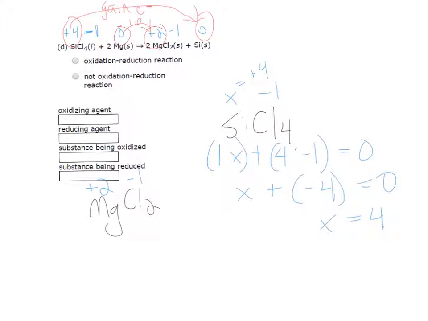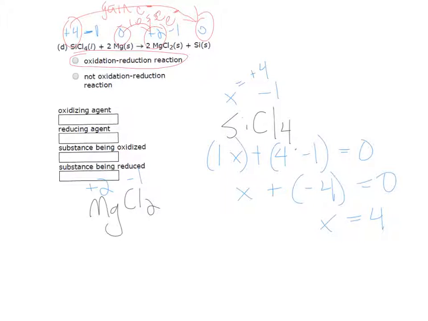So whereas silicon's oxidation state went down, magnesium's went up. The only way for an oxidation state to go up is if the element loses electrons, and losing electrons is oxidation. So to answer the first question, which is a pretty straightforward one, yeah, we've got changes in oxidation states. So yes, this is an oxidation reduction reaction.